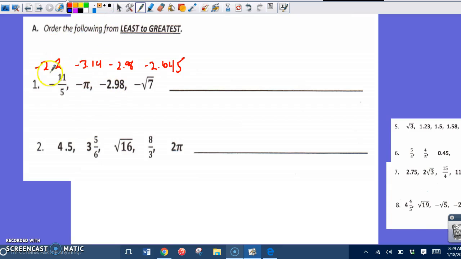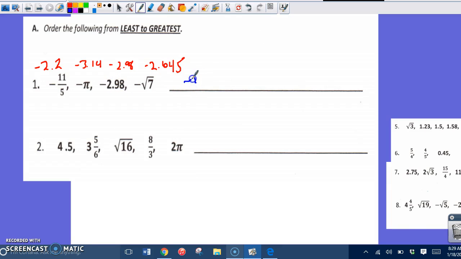So what is my least number? That's going to be negative 3.14. As you can see, everything else begins with a negative 2. So this is the smallest number. Again, it's a negative, so the 3 is making it more negative, like owing dollars. So therefore, you know it's the smallest number. So I'm going to put it in the original form in order.